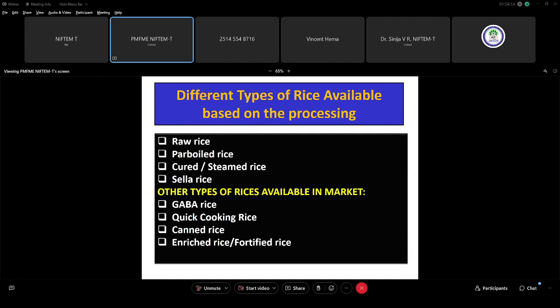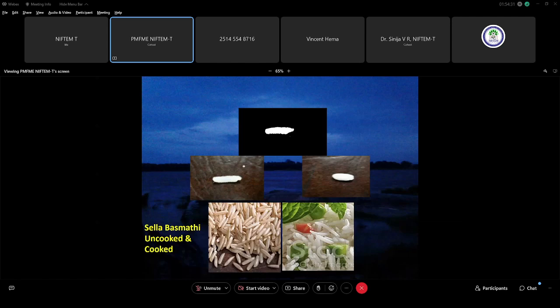Similarly, we have different types of rice available based on the processing. That's raw rice, parboiled rice, cured rice, or steamed rice, or cellar rice. And there are other types of rice available, like gamma rice, sweet cooking rice, cane rice, enriched rice, and fortified rice. And here we can see the picture of white rice, cooked raw rice, cured raw rice, and parboiled raw rice. We can see the difference of cooking.